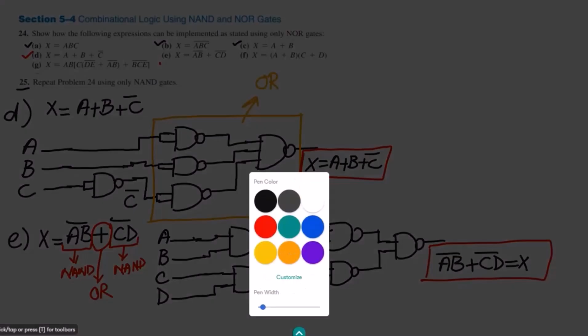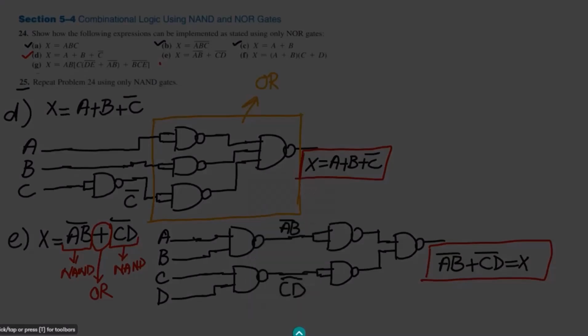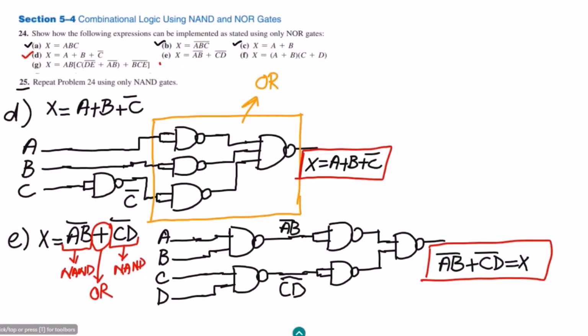We have implemented our gates, in which this one is the NAND gate implementation of the 2 input OR gate, while these are the NAND operations. So this is the solution of part E by using the NAND gates, and I hope all the steps which have been carried out here are now understandable.